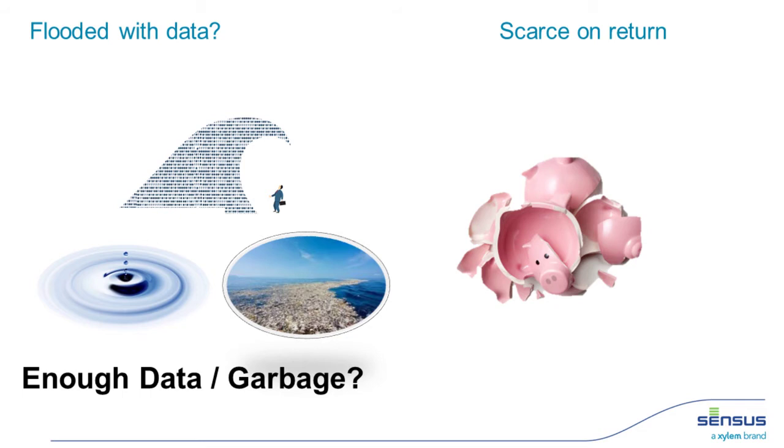Now, when you move to AMI and you start that same 5,000 service utility, and you're getting hourly reads, you're getting over 43 million data points. And that's just meter reads. That's not pressure, that's not temperature, that's not level, that's not any of those other things. So you're getting a lot of data. If you're just using it for meter reads, then your return is pretty scarce.